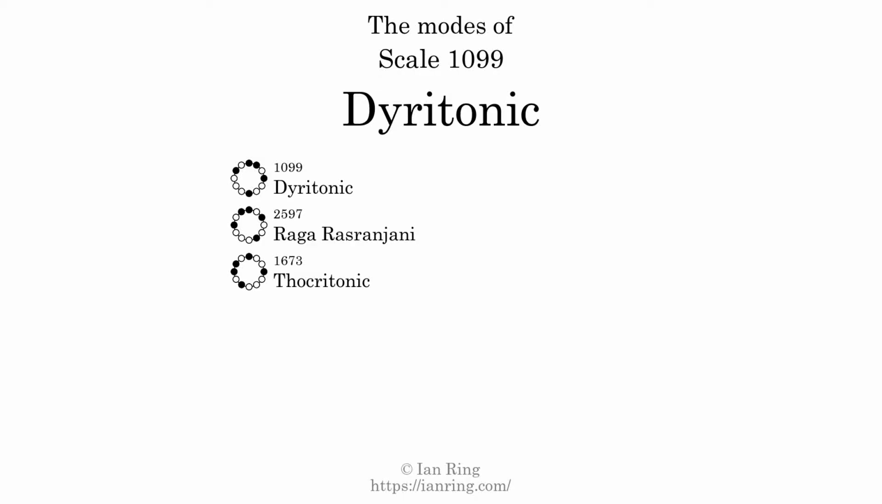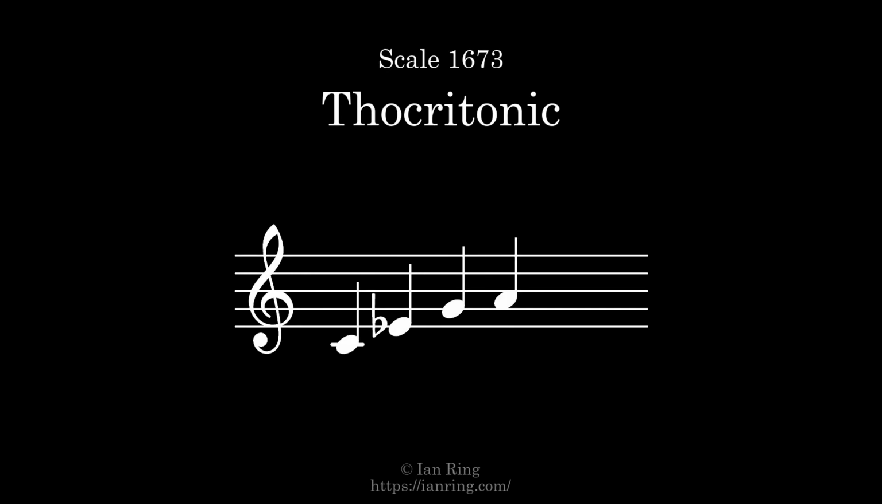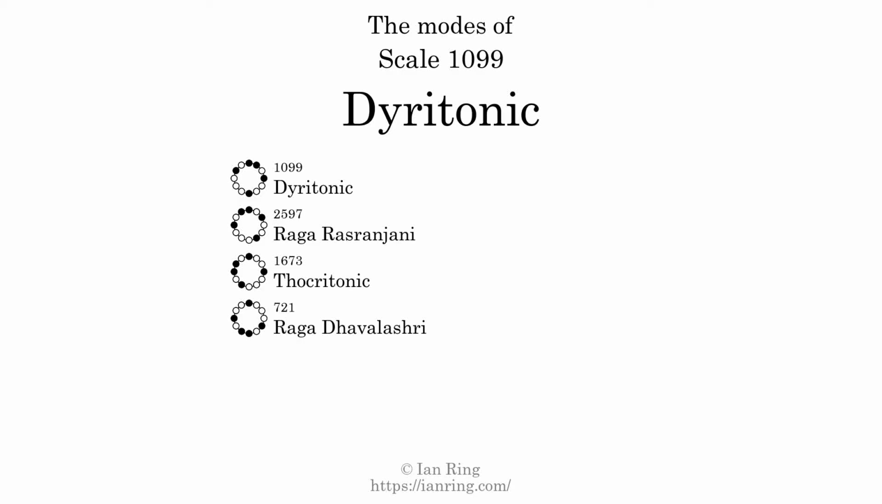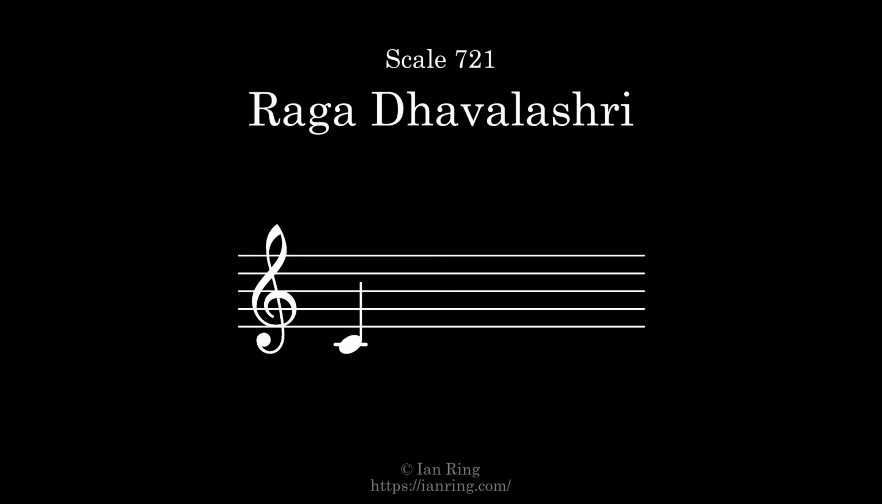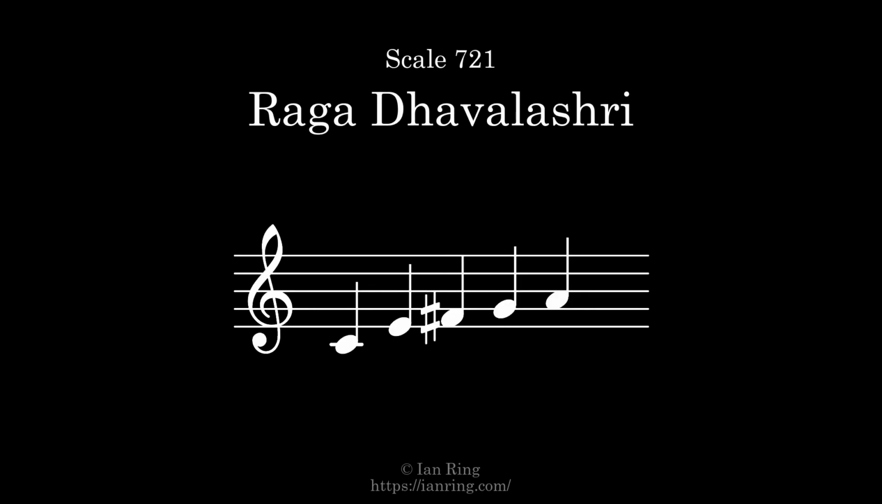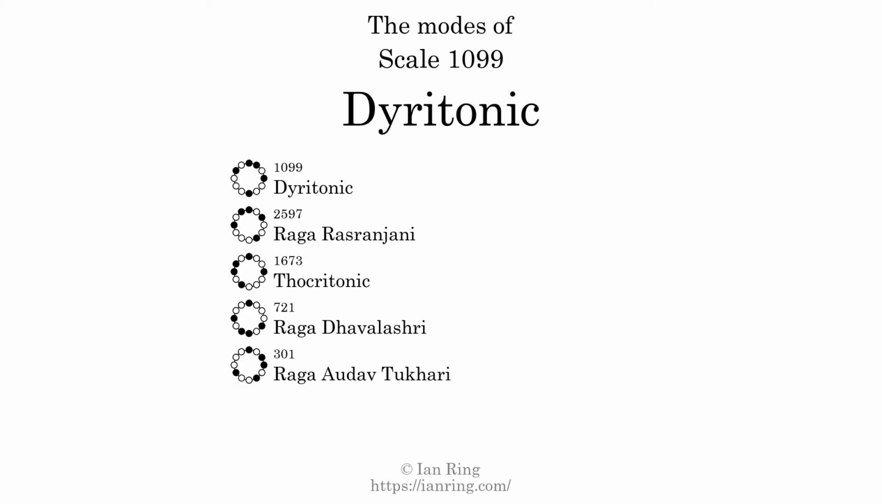The third mode is scale 1673, also known as Thokratonic. It sounds like this. The fourth mode is scale 721, also known as Raga Dvalishri. It sounds like this. The fifth and last mode is scale 301, also known as Raga Odabtukhari. It sounds like this.